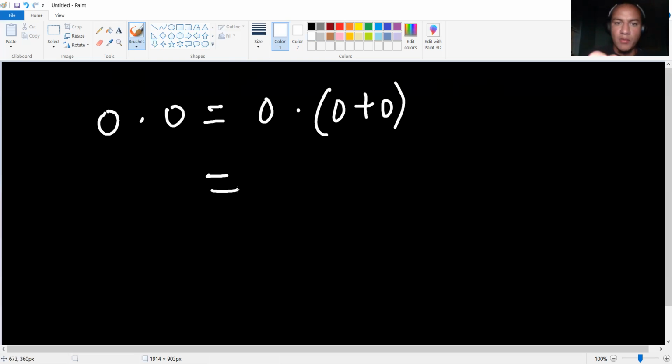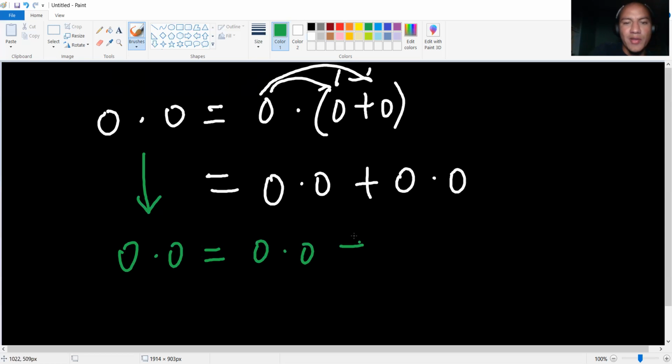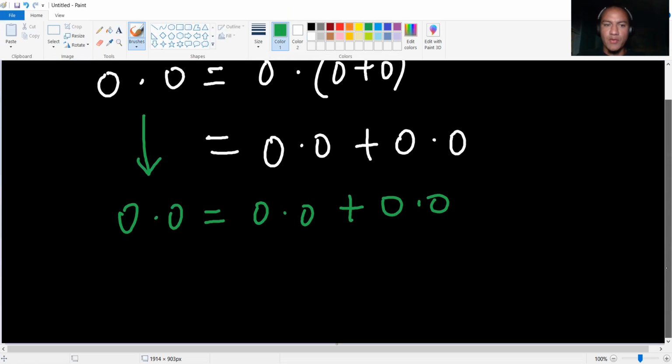Distributive law says that we can distribute the zeros out. And so we get 0 times 0 plus 0 times 0. Okay. So far, we've arrived at the green. Let's bring this down. 0 times 0 equals 0 times 0 plus 0 times 0. Okay. It looks like we haven't really gotten anywhere, but this is where the magic reveals itself.